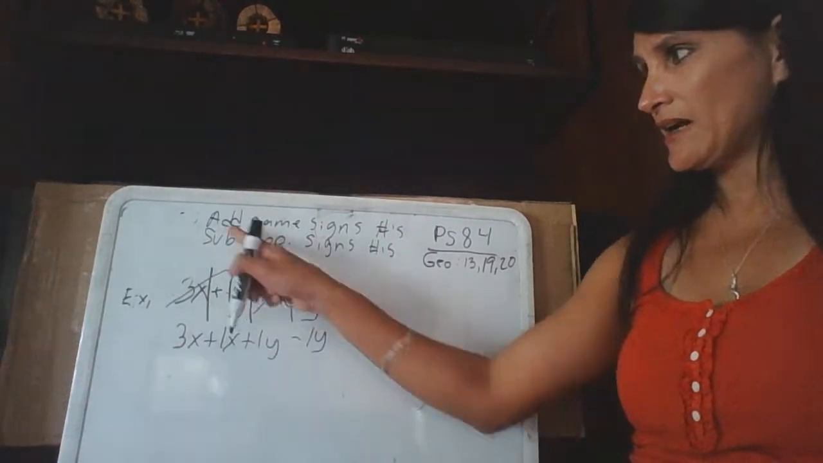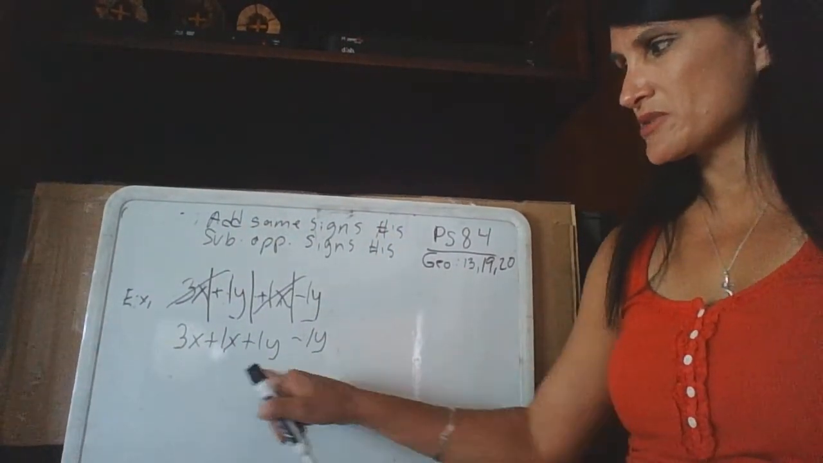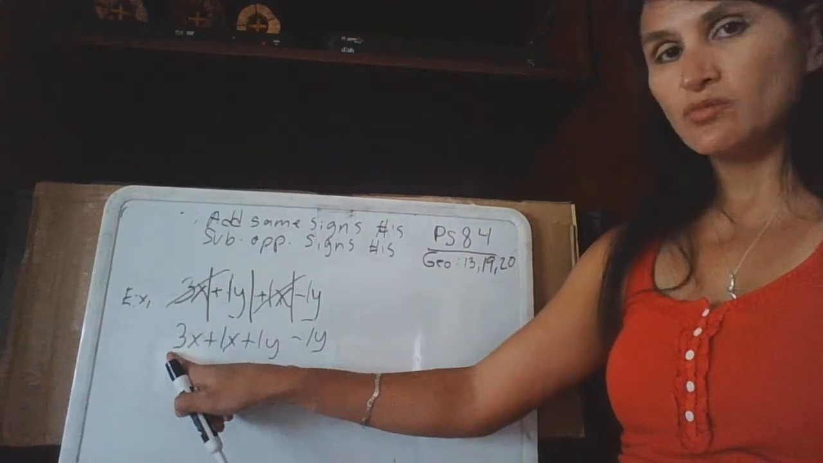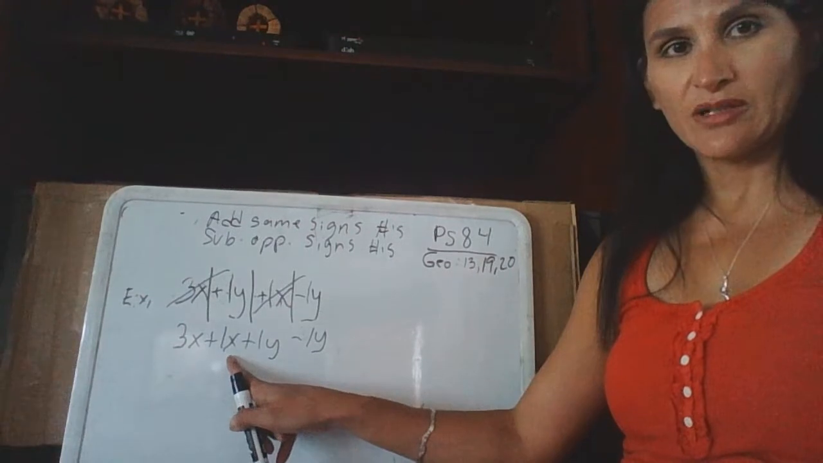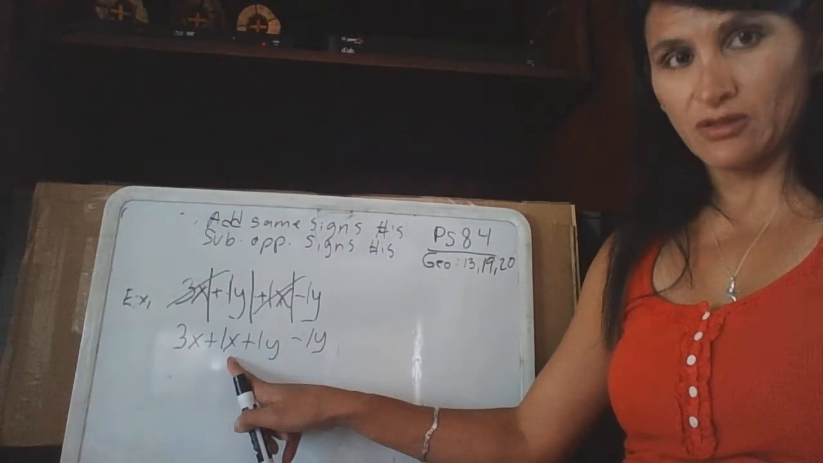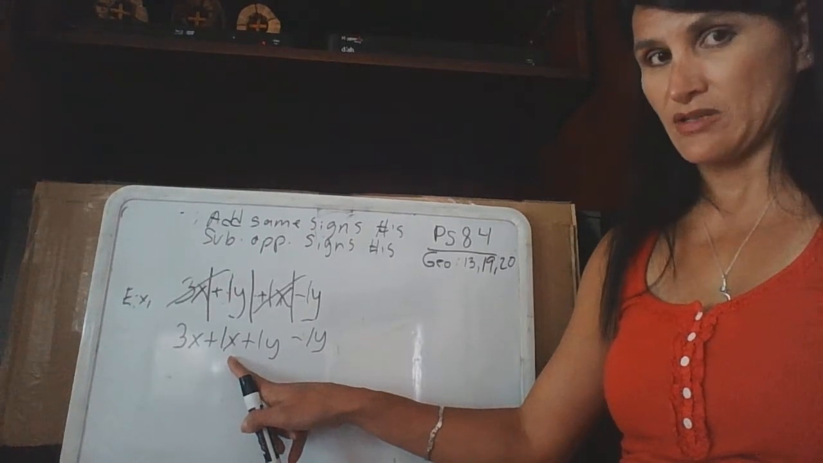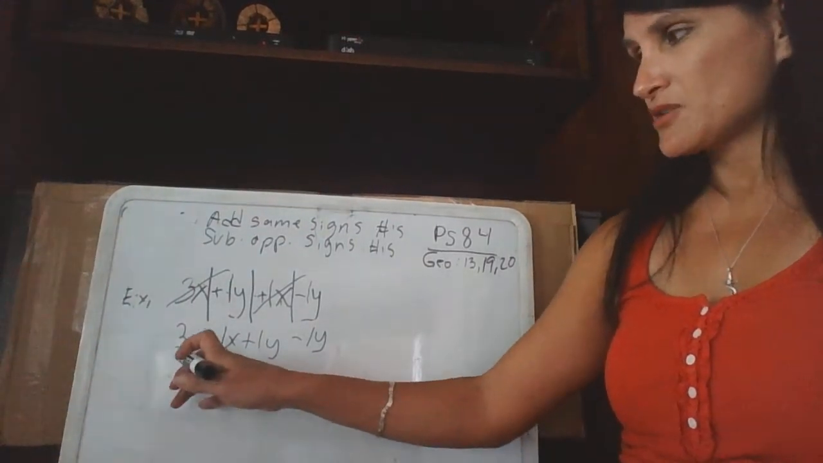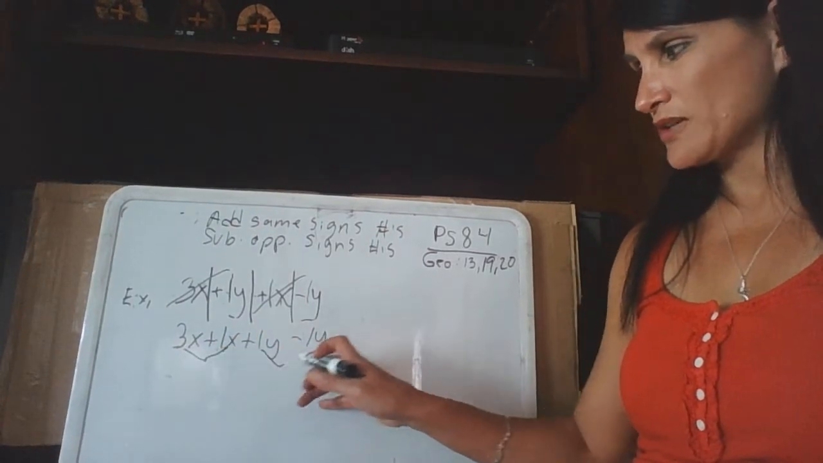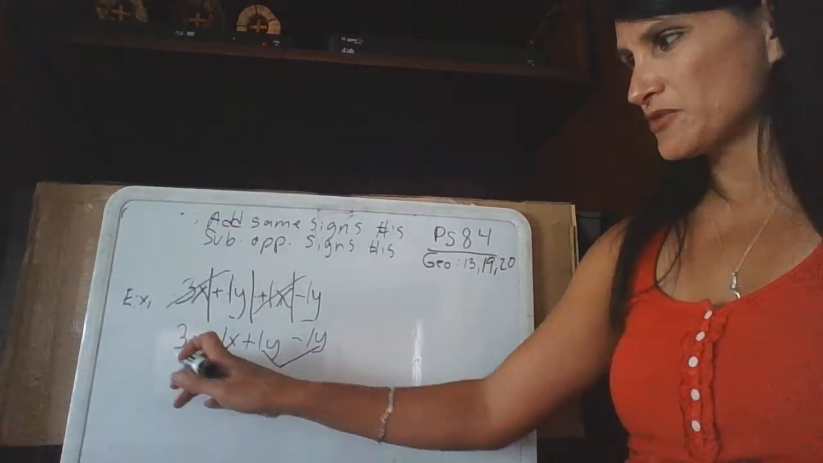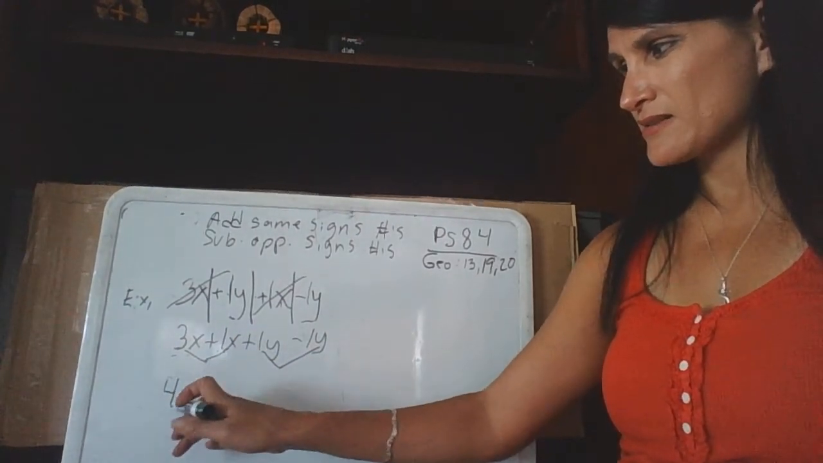Again, add the same signed numbers. When you're adding like terms, the way that you simplify is you only add the coefficients. You leave the exponents and the variables alone. You cannot combine them if they're different variables, and I'll go over that in a moment. So the 3 plus the 1 is one group. The 1y and the negative y is a different group. 3 plus 1 equals 4x.